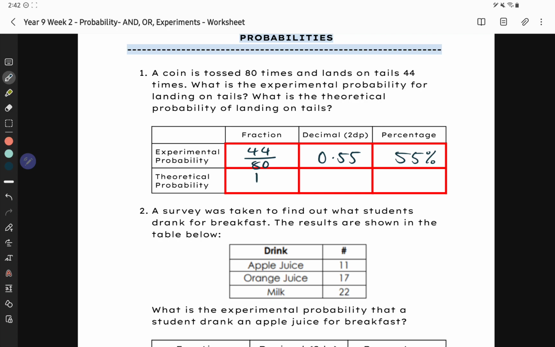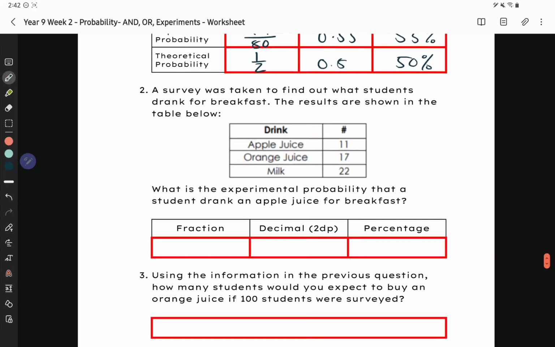Theoretically, we imagine it to be a half, which is exactly 50% probability. So it's pretty close, but not exactly the same. That's fine, we move on. We've done that question.